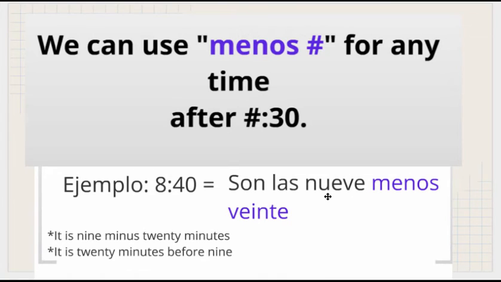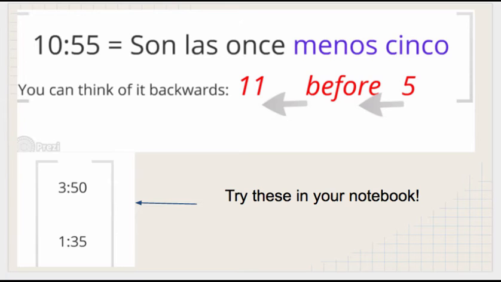Could you say son las 8:40? Yes, and you would still make your point. I just want you to know that you can do it this way too. Here's another example. 10:55. So let's just look at this first. It's 5 minutes to 11. Think of it backwards. 5 before 11. Son las 11 menos 5. Or it's 11 minus 5 minutes.